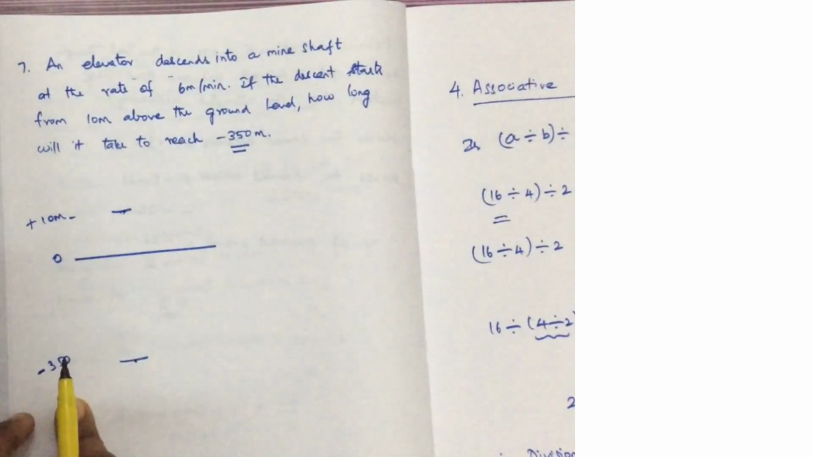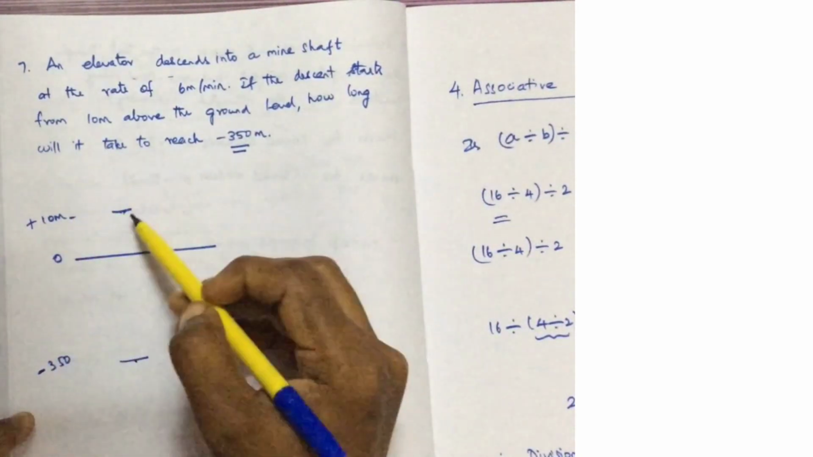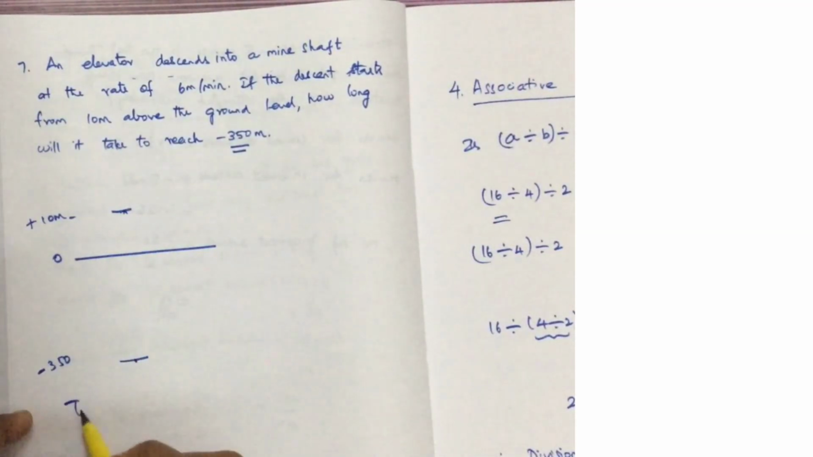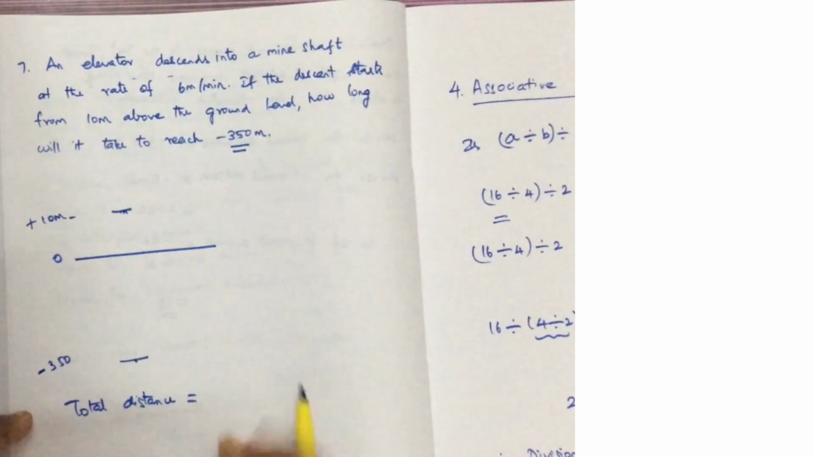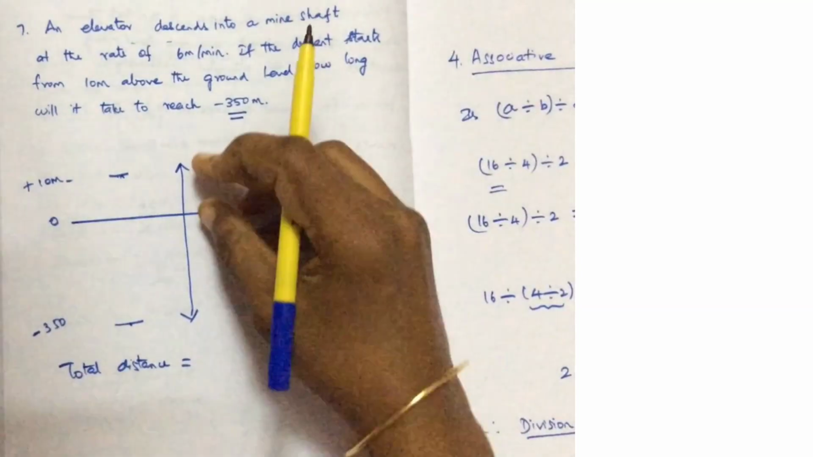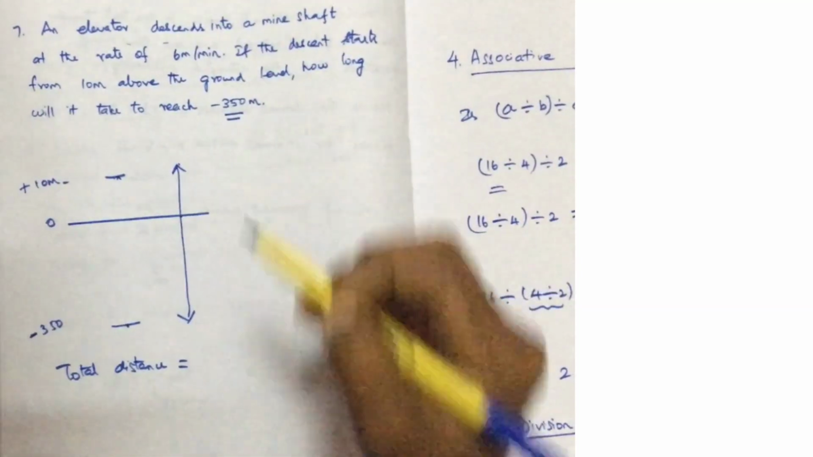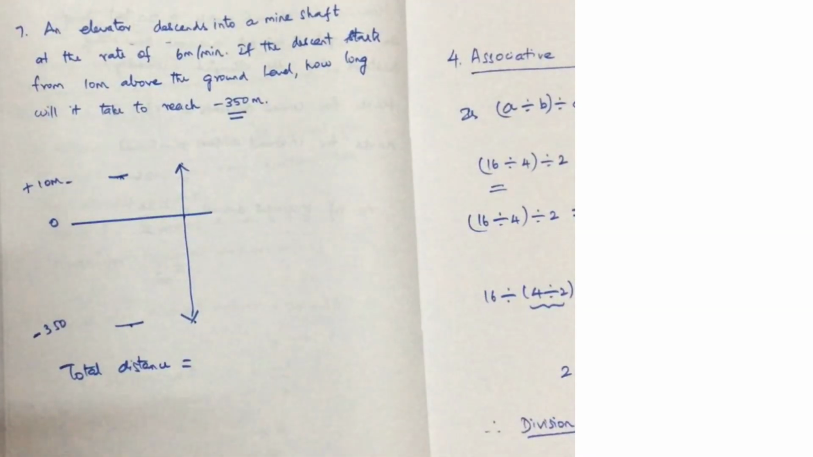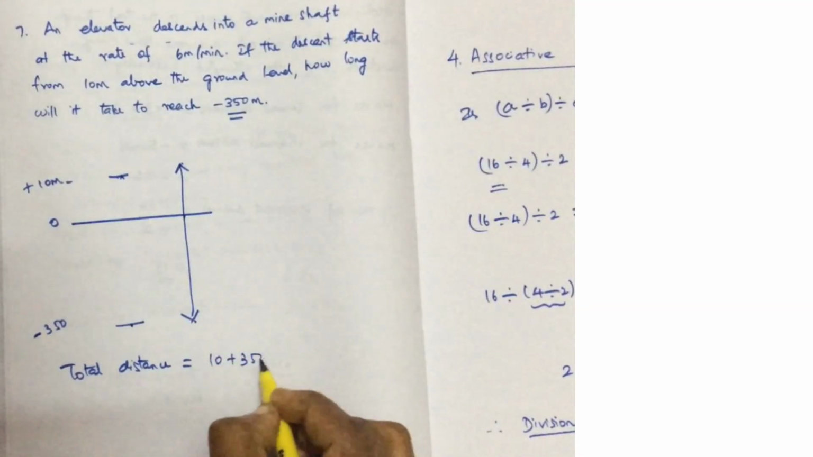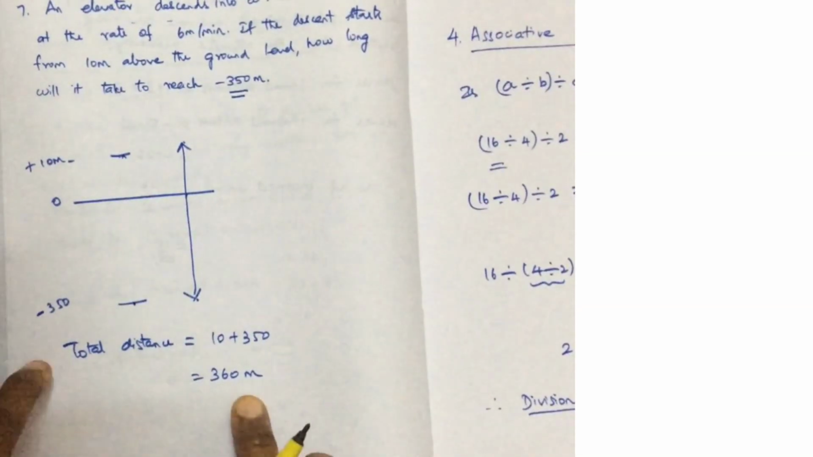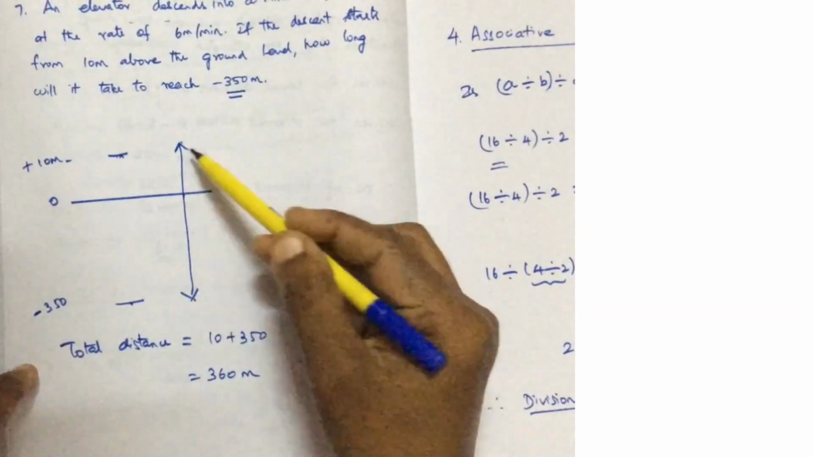So the question asked is, how long will it take to reach from here to here? First we have to find the total distance. From here to here it is 10 meters, and from here to here it is 350 meters. To find the total distance you have to add both. So 360 meters. The elevator should travel a distance of 360 meters from here to here.